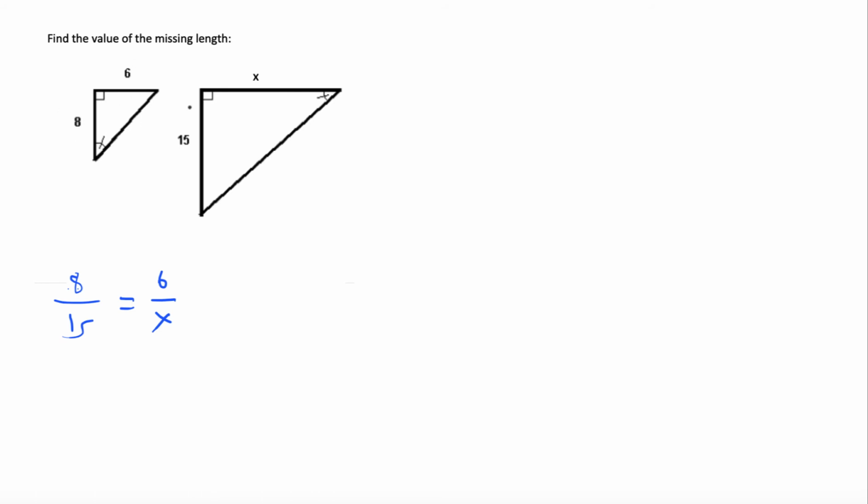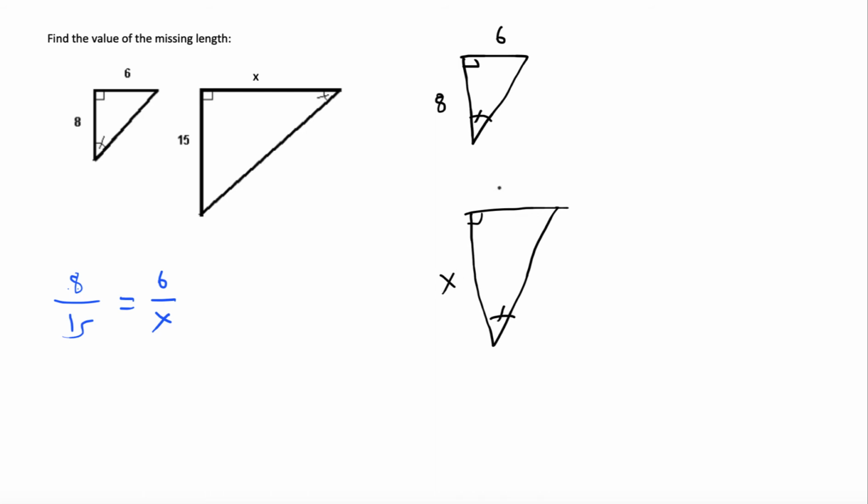This guy's not going to change. I'll just draw it again. We know that this is 6 and 8. We have that mark here. So let's flip this over and bring this guy down. And by doing so, you notice that x is here, and this is 15. So all we've done is rearrange this so that the corresponding sides line up. What is the ratio we make then?